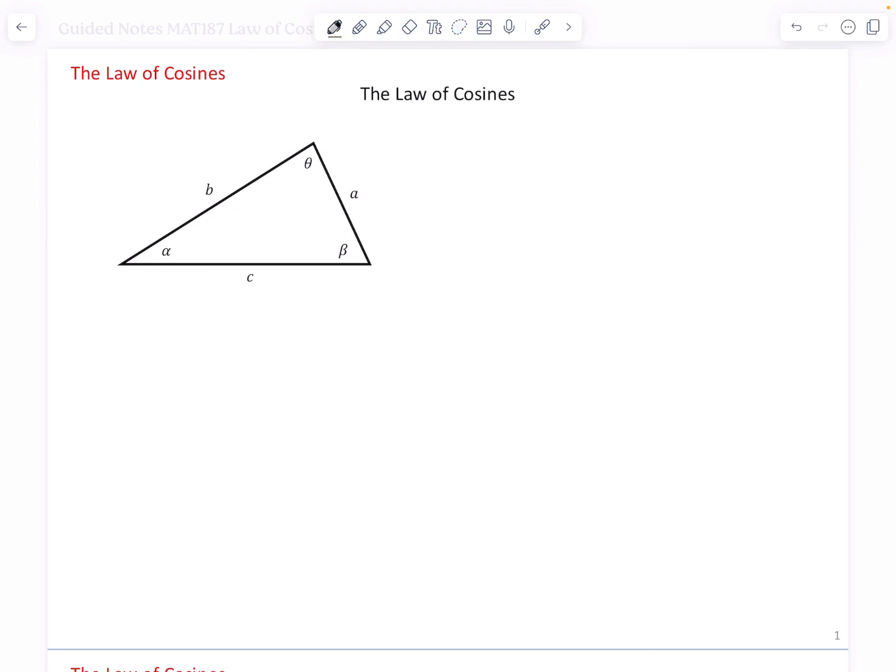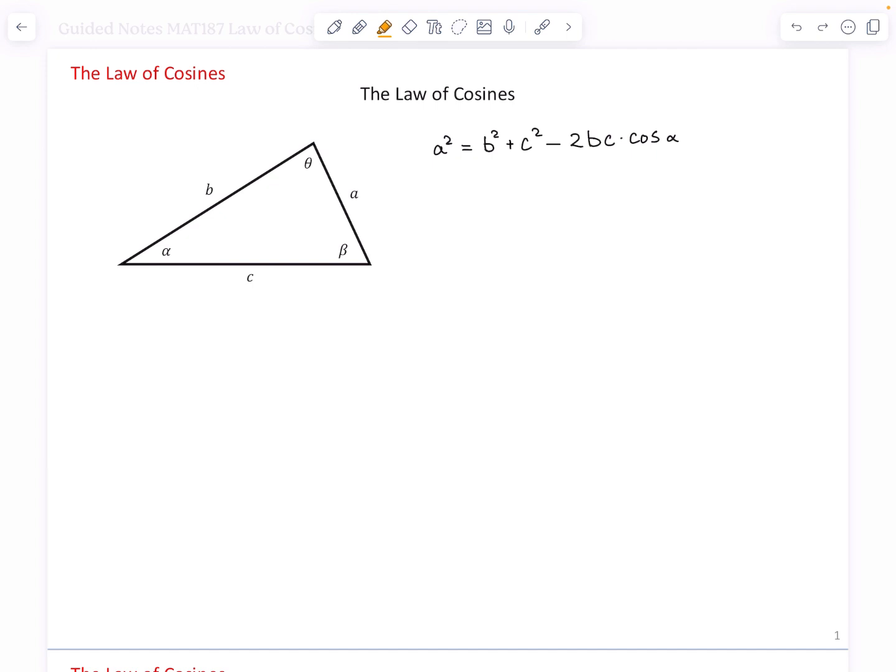If you take any one side and square it, such as a squared, it will be equal to the sum of the squares of the other two sides minus 2 times the product of the other two sides times the cosine of the angle opposite A. So that will be angle alpha. I will consistently have alpha be the angle opposite the side A, beta be the angle opposite the side B, and theta be opposite the side C. This formula, which we will not prove, is known as the law of cosines.